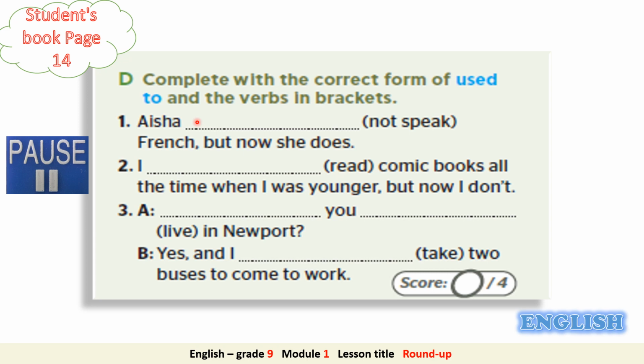Okay, now let's do the first one. Aisha did not speak French, but now she does. What do you think? Very good. Aisha didn't used to speak, because the negative form of used to is didn't used to plus the base form.